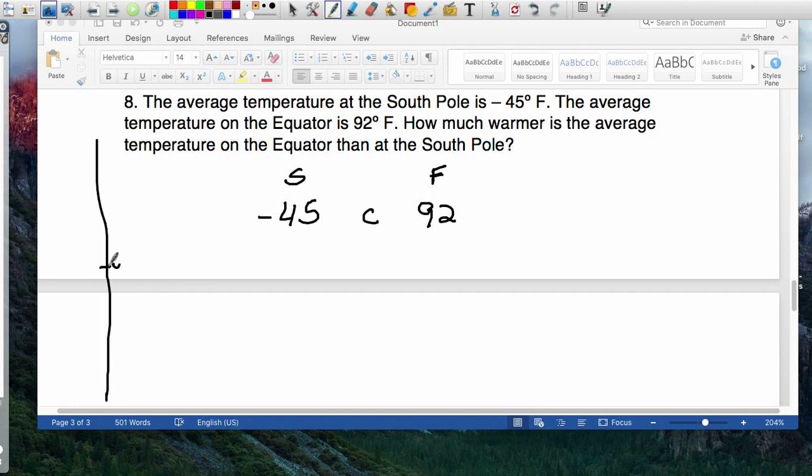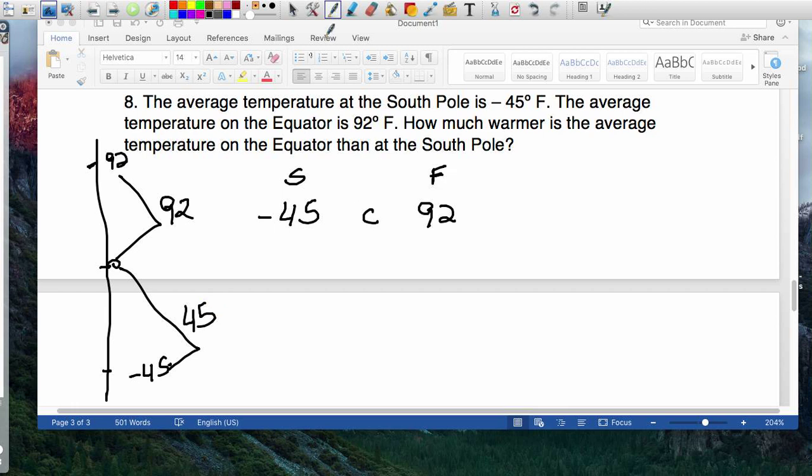Here's 0. Here's the South Pole at negative 45, and here is the equator at positive 92. If you had to go from negative 45 all the way to 92, you can think about distance in this case. How much would you have to cover? From negative 45 to 0, I would have to cover 45 units, and from 0 to 92, I would have to cover 92 units. If I add these two, I'm going to get 137.